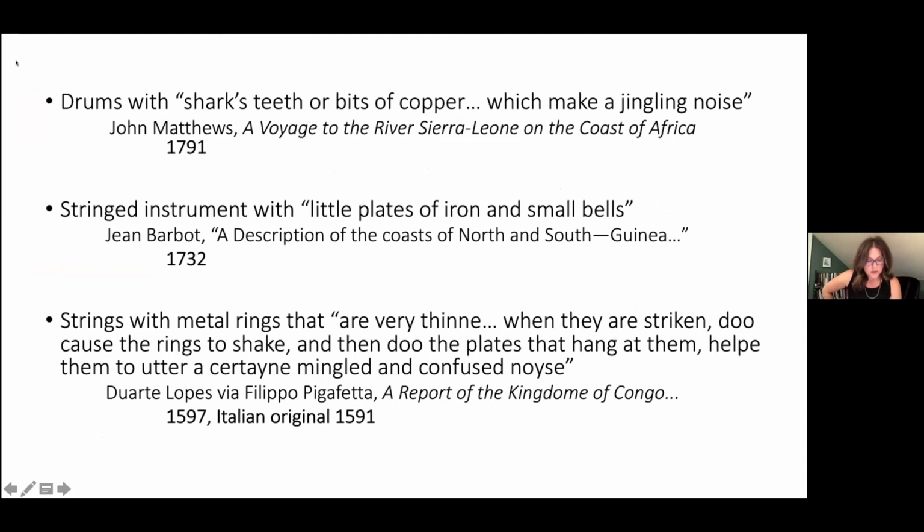More than a century earlier, in the 1590s, the narrative of Duarte Lopez described court instruments in the Kingdom of Congo that also had thin metal rings attached to the strings. All of these musical implements embellished the sounds that the instruments make and highlight the process of creating musical sound through body movement and vibration.